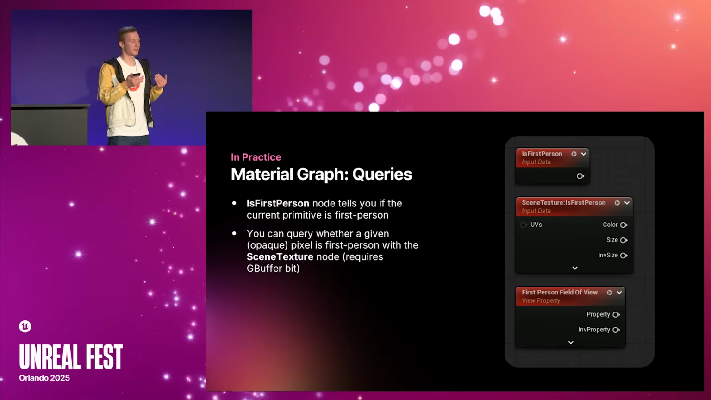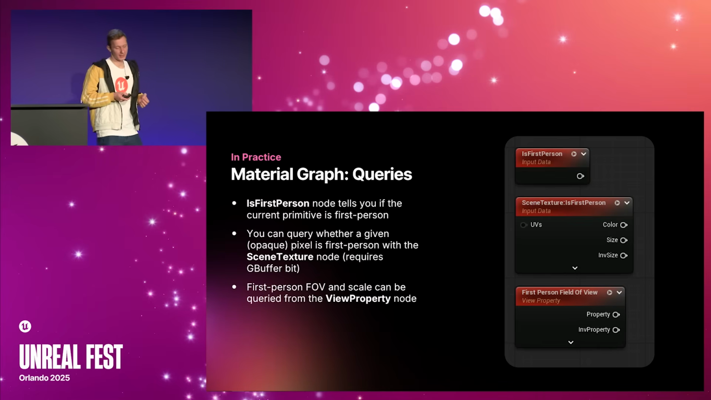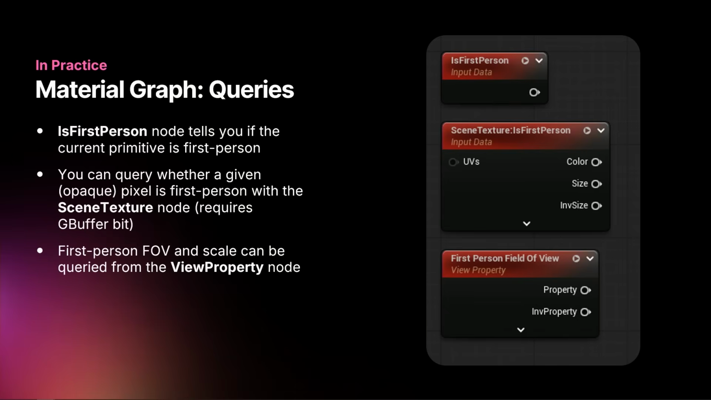Okay, next up, queries. There's a new isFirstPerson node, which does what it says. It tells you whether the current primitive is first person, so you can do any custom logic you want. You can also query whether a given opaque pixel is first person with the scene texture node. This does require the gbuffer bit that I talked about before. If you have baked lighting enabled, or if you've changed things and do not have the gbuffer bit, which is also true on mobile, then it will always return false, or 0. And lastly, you can use the view property node to grab the first person field of view and scale that's set on the camera, if you need that for any reason.